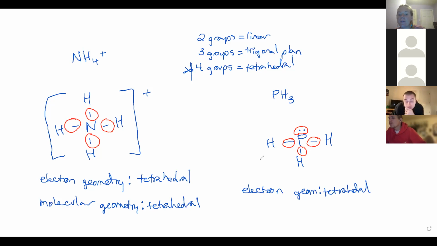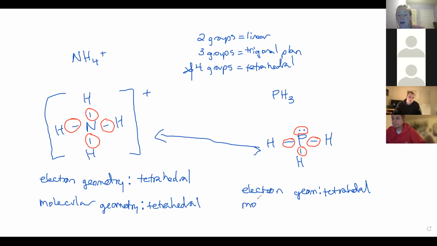How is this different though than this? Besides, this has nitrogen in the center and this has phosphorus. Well, in this, every single bond has a buddy. In this one, 3 of the bonds have a buddy. 1 of the bonds is by itself. So think of your little pyramid shape and rip that top atom off. What are we left with? We're left with 3 prongs pointing down.